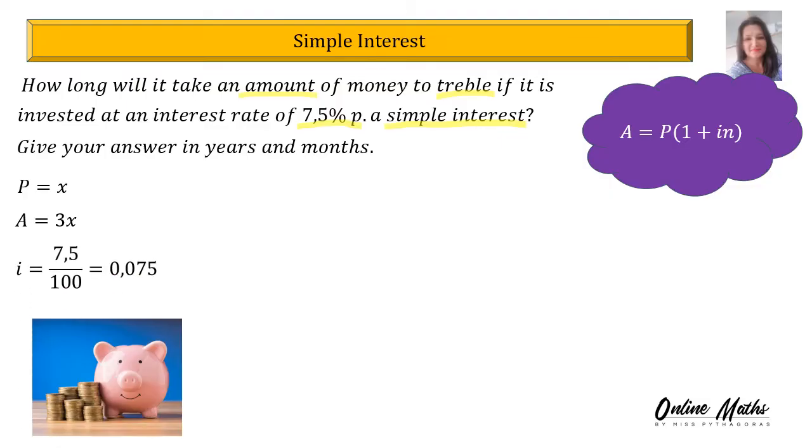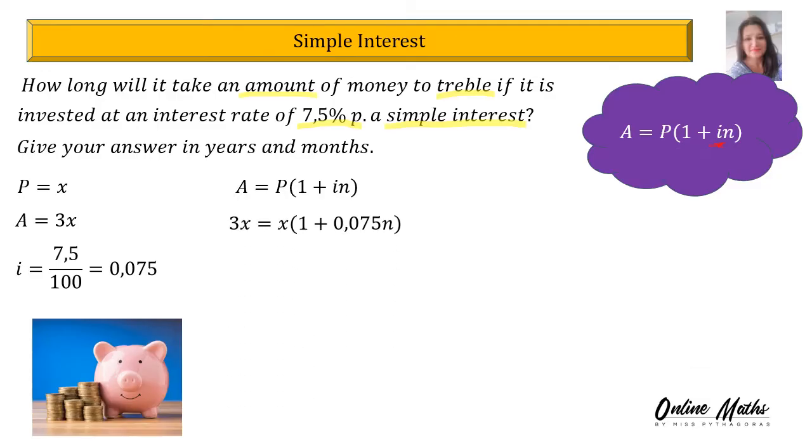Then they give us the interest rate as 7.5%. And in our formula, there's an i. So what we do is we take the 7.5, divide by 100, which is equal to 0.075. Then they told us it was invested simple interest. Therefore, we use the formula A is P bracket 1 plus i times n.